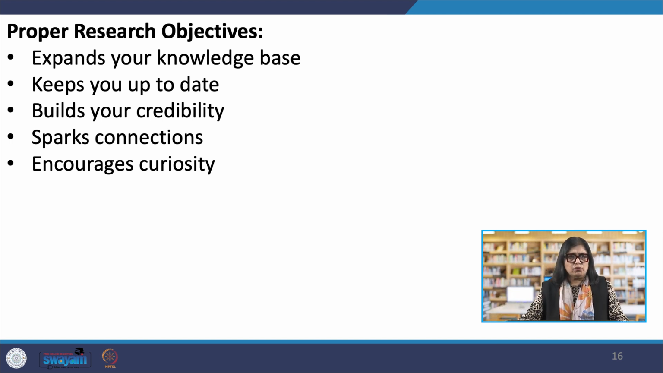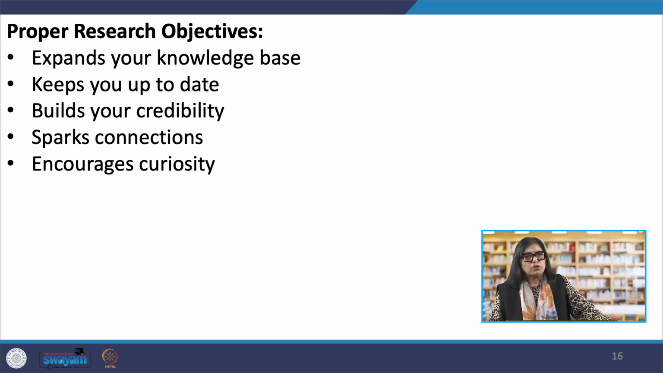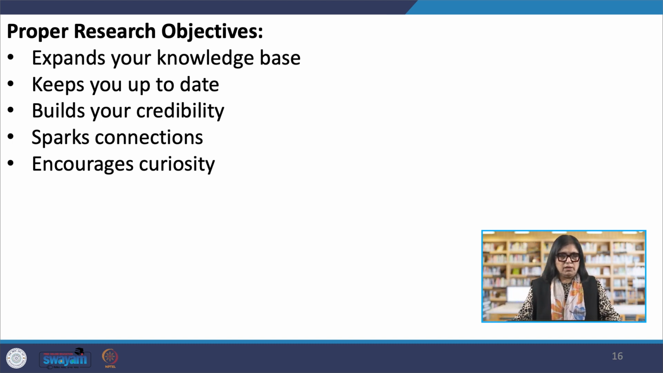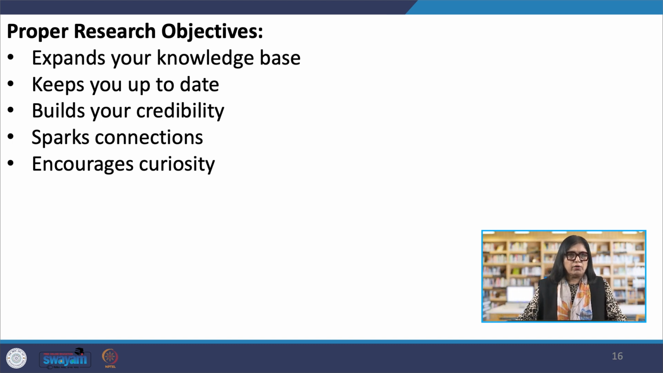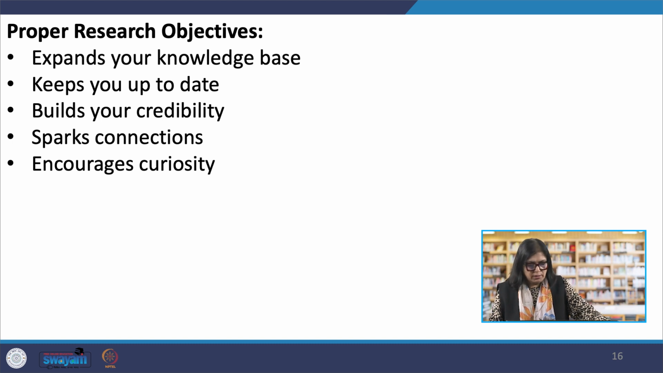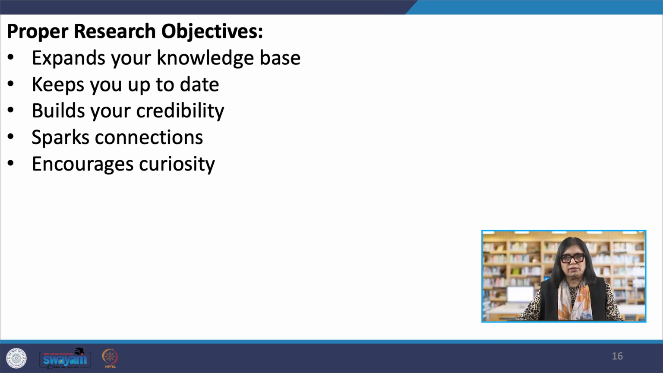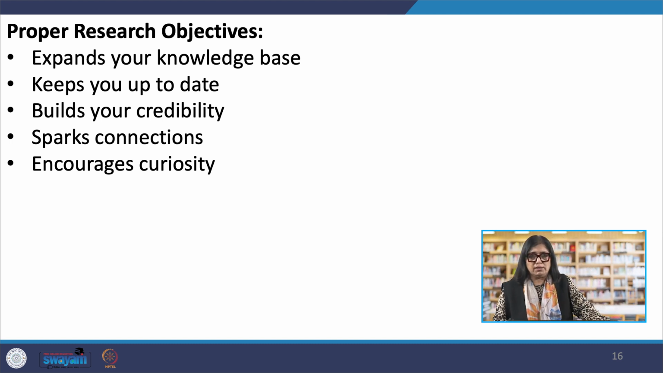Second, keeps you up to date. Research encourages you to discover the most recent information available. Updated information prevents you from falling behind and helps you present accurate information. You are better equipped to develop ideas or talk about a topic when you are trying to explore it. Builds your credibility. Research provides you with a good foundation upon which you can develop your thoughts and ideas.